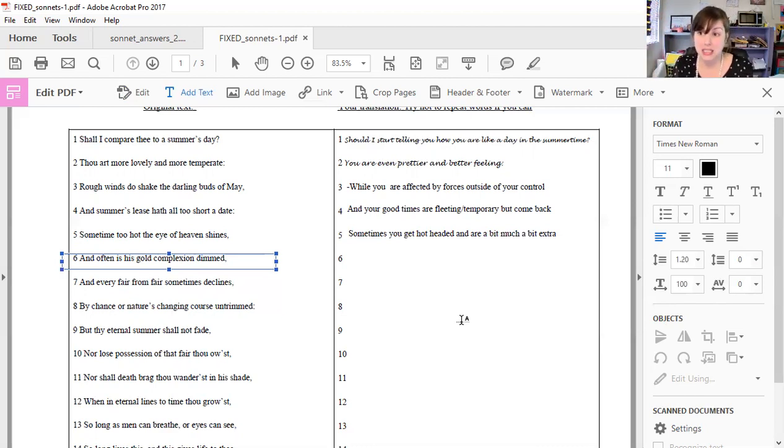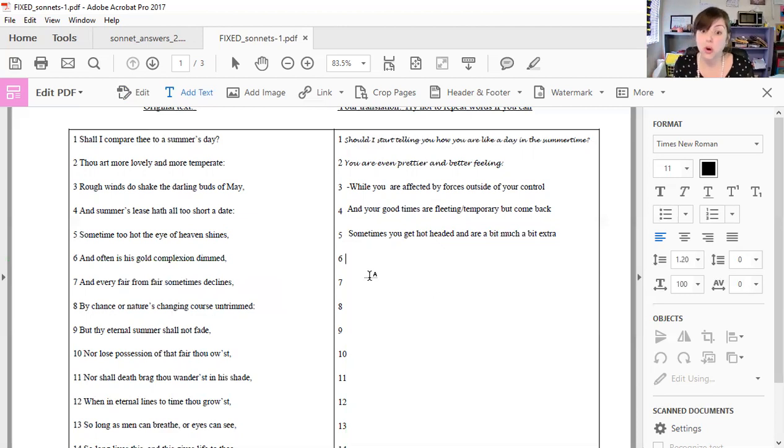The sun is like a masculine figure. And he's gold, right? Golden. So his gold complexion is dimmed by what? What could dim? So again, you have to think literal, right? Okay, often is his gold complexion dimmed. Okay, so the sun is getting dimmer. What will make the sun dimmer? I mean, clouds, a storm, or nighttime, right? So now that's the literal. He's saying, and sometimes it becomes nighttime, sometimes it gets cloudy, sometimes it gets stormy.